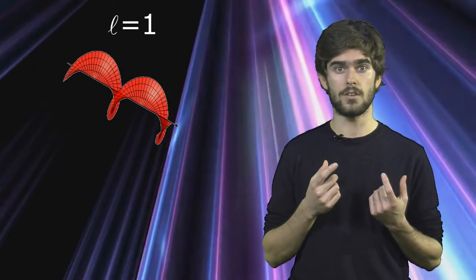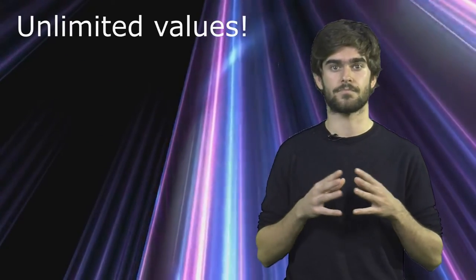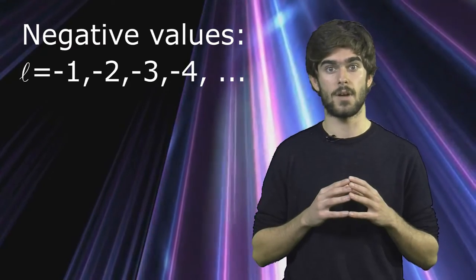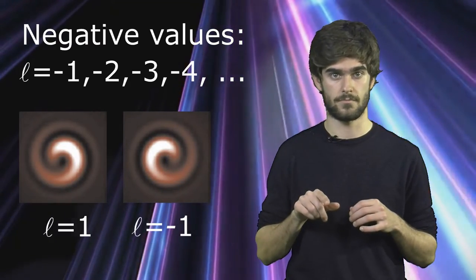So, if L equals 0, we have no helices and thus no OAM. With L equal 1, we have a beam like this. With L equal 2, we have a beam like this. And with L equal 3, we even have a Fusilli-like beam. So, we have unlimited values for it. Moreover, it also can have negative values. They mean exactly the same, but the rotation of the wavefront is made in the opposite direction.